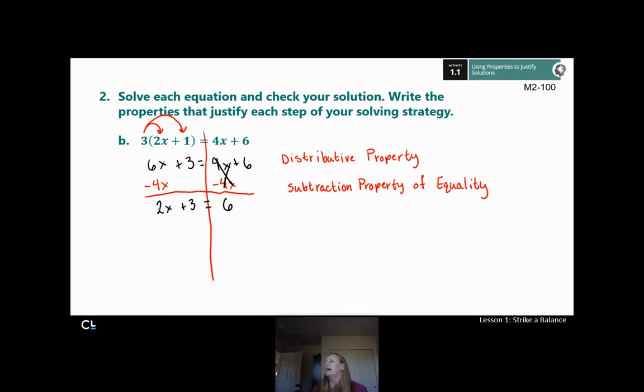Next thing, to get that x alone, that 2 is kind of stuck to it, so I'm going to deal with that plus 3, that dangly guy, first. So that's a plus 3. I'm going to subtract 3 in order to get rid of it, which means, since I'm doing that to both sides, once again, I just used the subtraction property of equality.